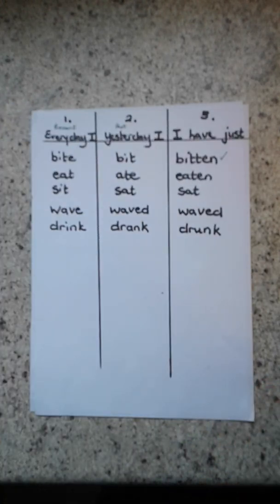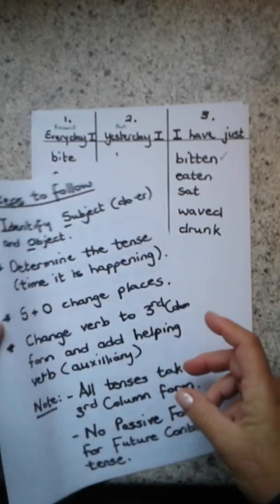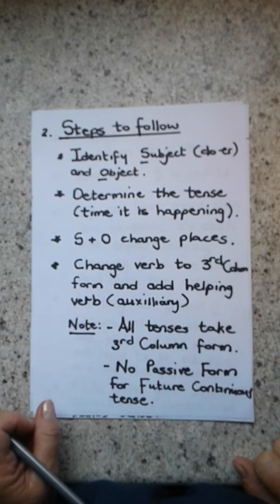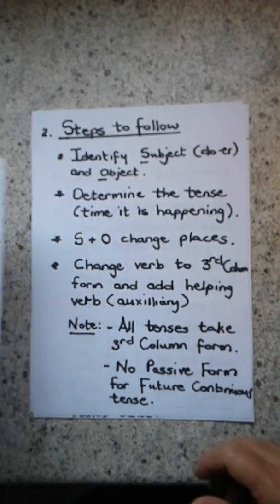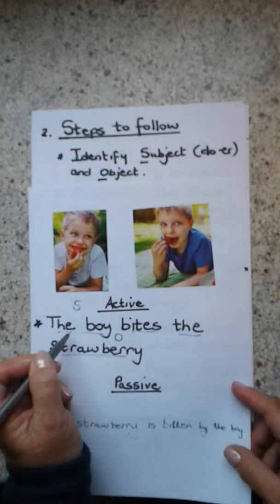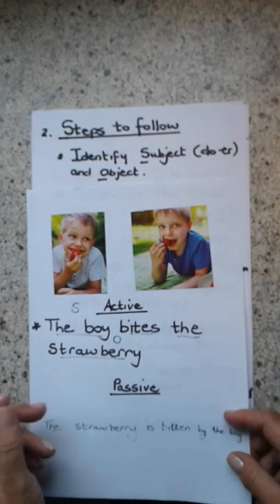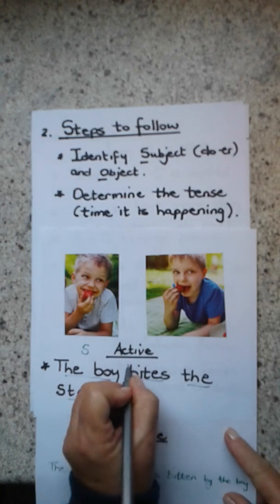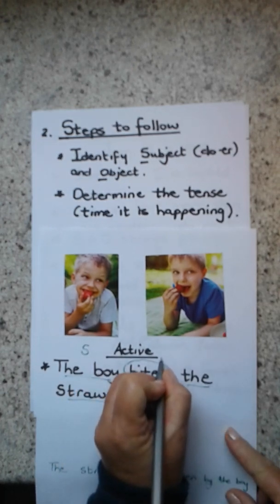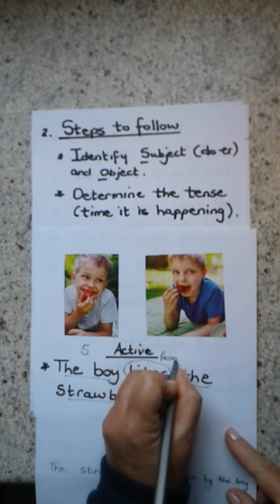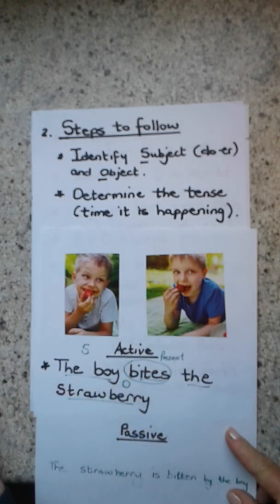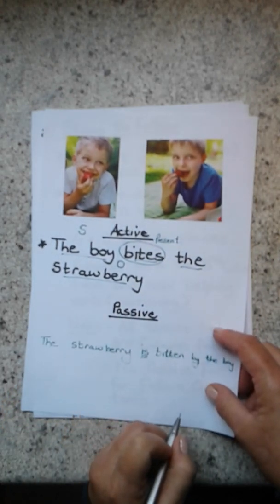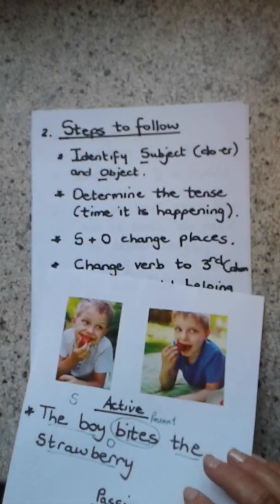Okay, right, steps to follow. This you must also please copy in your book. Steps to follow for active and passive voice. First of all, identify the subject and the object, which we have done. Secondly, determine the time or the tense it is happening, which I did. I looked at the verb and I saw that it is present. So when I change the two around, I need to keep it in the present. And that is what I did there. Am, is, and are is my present helping words.